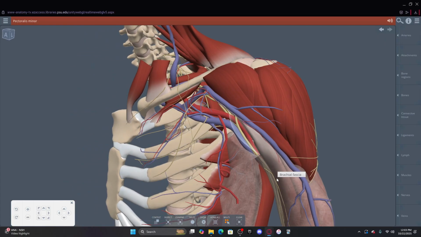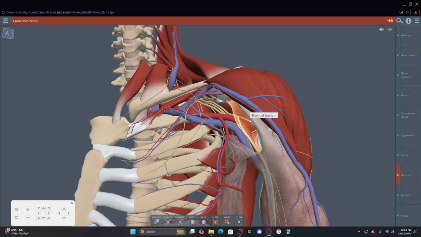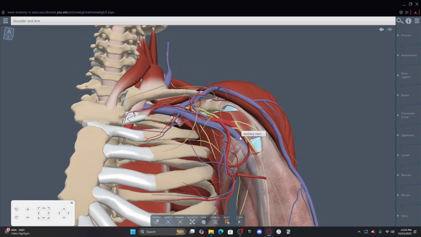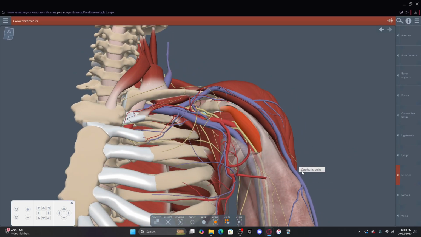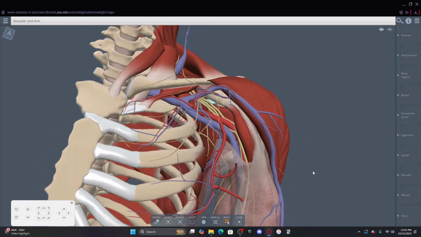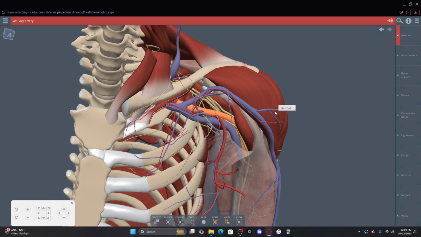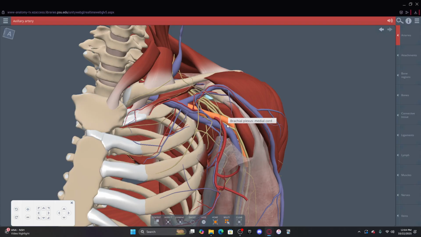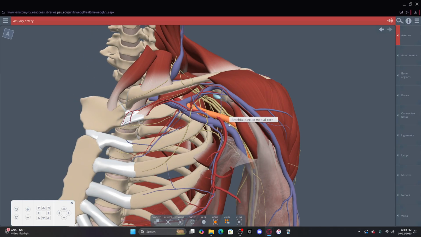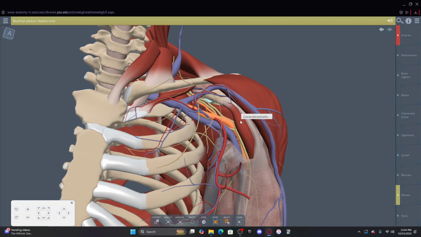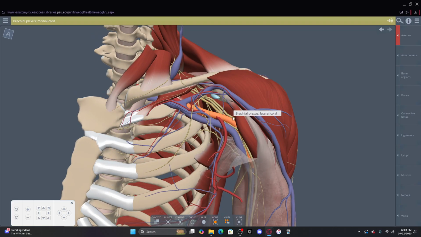Okay. So in relation to the axillary artery is where our cords get their names from. So this is our axillary artery. More medially, we have our medial cord. So medial cord of the brachial plexus, on the medial side of the axillary artery. On the lateral side of the axillary artery, we have our lateral cord.